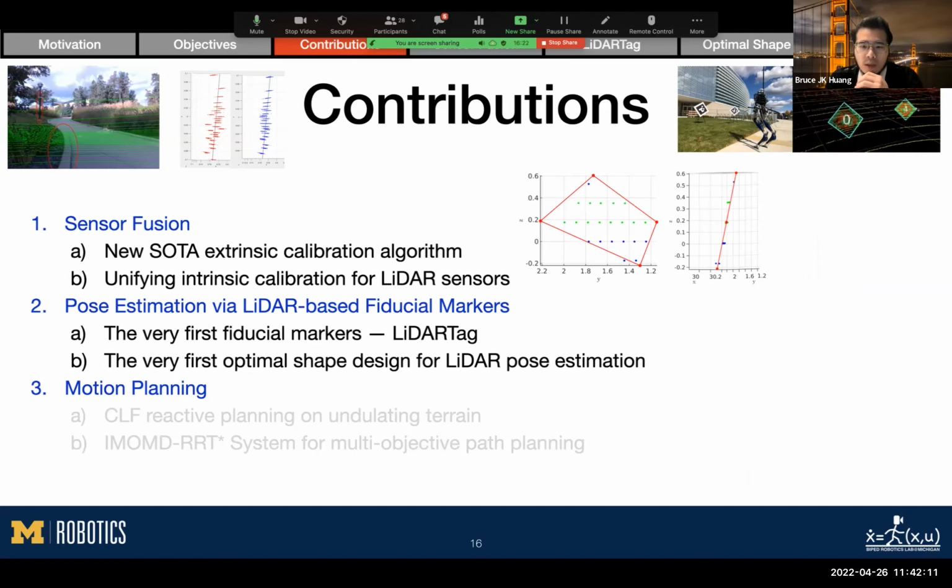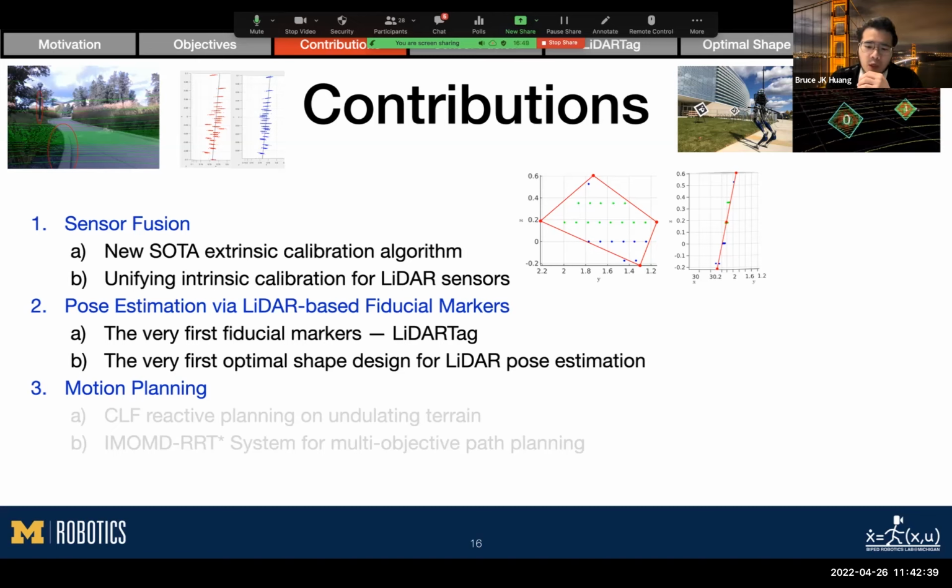Image-based fiducial markers have been out there for more than 30 years. Last year, we proposed the very first fiducial marker system for LiDAR sensors, called the Lidar tag. The system runs at 100 Hertz and is able to detect different sizes of targets while handling a full scan of Lidar point cloud. Next, building on top of the Lidar tag, we propose the first concept of optimizing target shape for Lidar pose estimation.